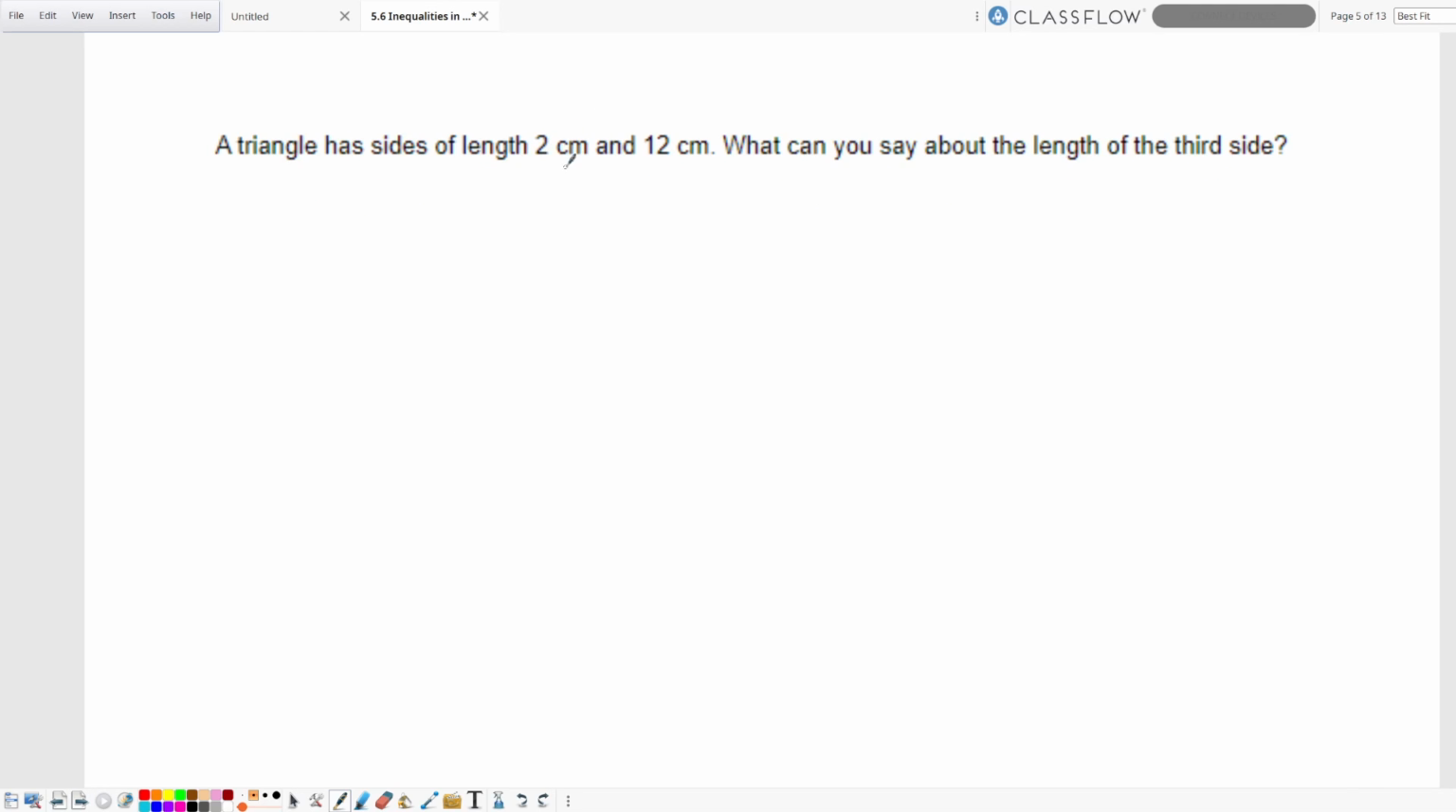We have side lengths of 2 and 12. So take a little bit of time, see if you can find the range of dimensions that would allow you to make a triangle with those values.